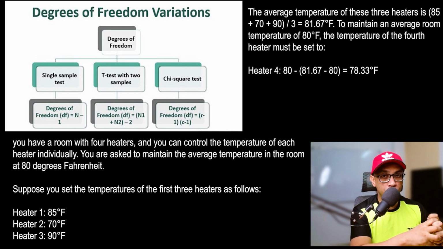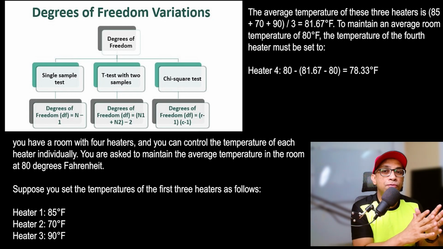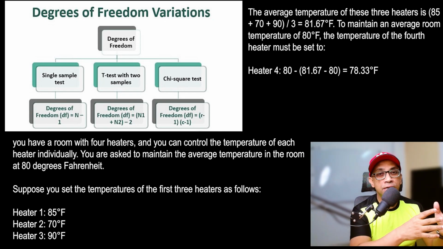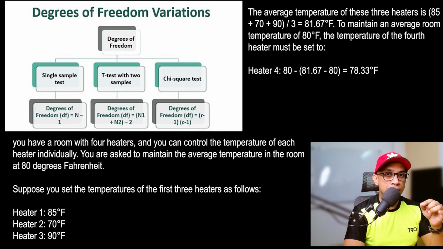To maintain the average room temperature of 80 degrees Fahrenheit for all the 4 heaters, the temperature of the 4th heater now must be given by the following calculation, that heater 4 is 80 minus 81.67 minus 80, which will become 78.33 degrees Fahrenheit. In this example, you have 3 degrees of freedom, as there were 3 independent choices, that is the temperature of the first 3 heaters, while the 4th heater's temperature is constrained by the condition of maintaining an average room temperature of 80 degrees Fahrenheit.